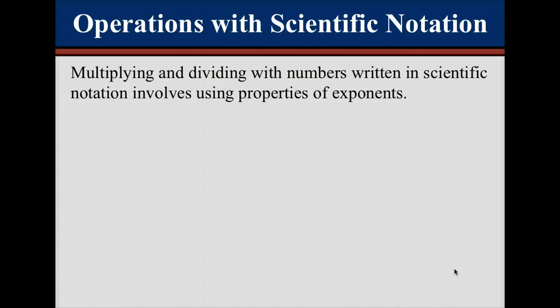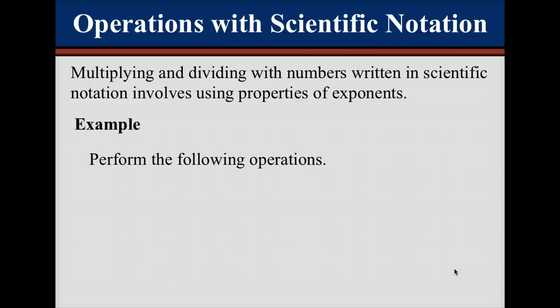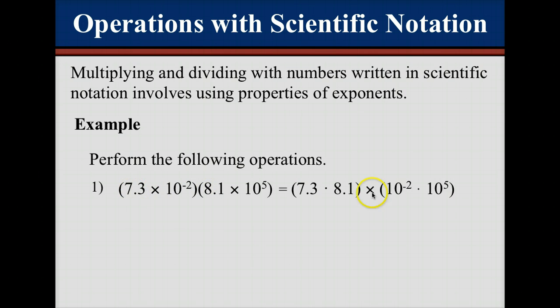Let's do some multiplying and dividing using scientific notation. Notice it uses the property of exponents. Let's group these numbers together and then our base 10s together so that we can figure out what exponent we're actually going to use. 7.3 times 8.1 is 59.13, times 10 to the -2 plus 5.